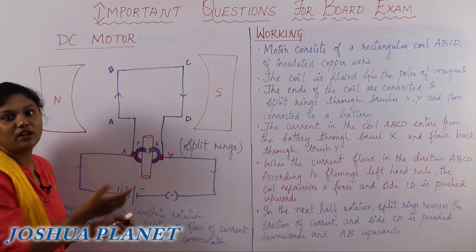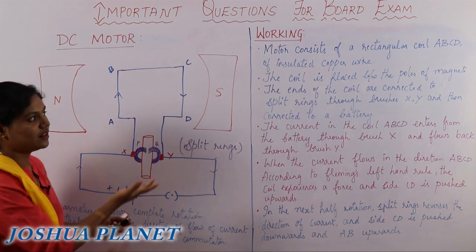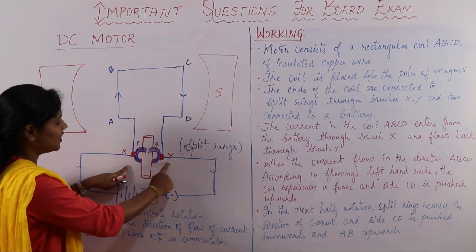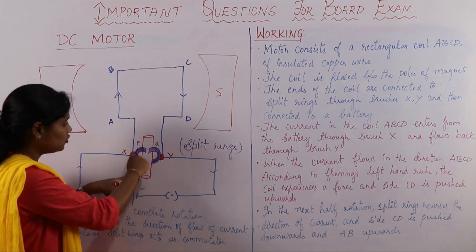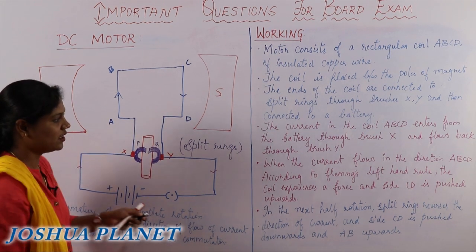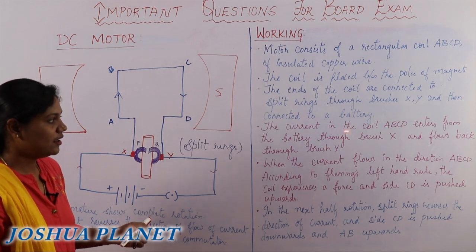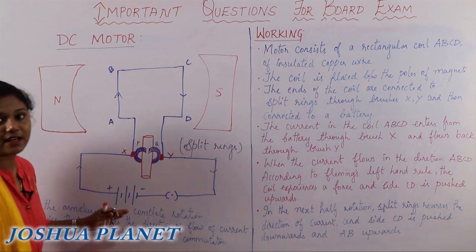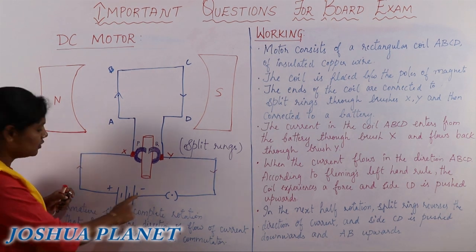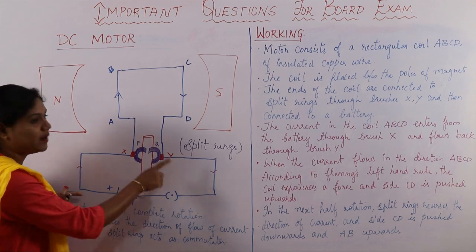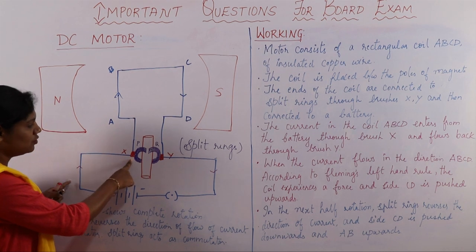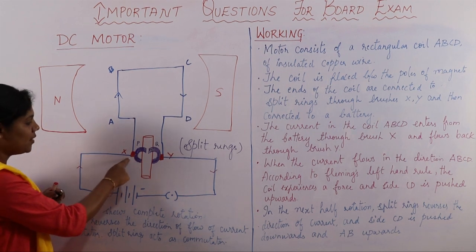The same thing as you did for the generator. Where is the coil placed? In between the magnet. And where is the coil connected? The coil is connected to brushes X and Y and to split ring, that is P and Q, and in turn they are connected to a battery. That's what I have told here. A current in the coil ABCD. Now how does a current come? See, I have written the plus direction here, minus symbol here. So the current always flows from plus to minus, correct? So the current comes from the plus and passes through your split ring P and brush X.